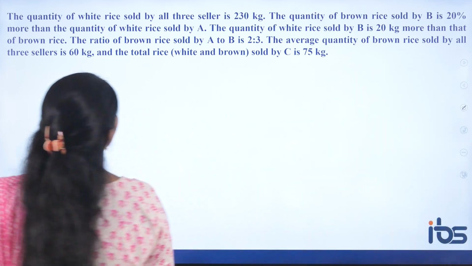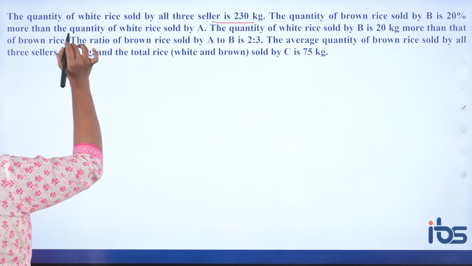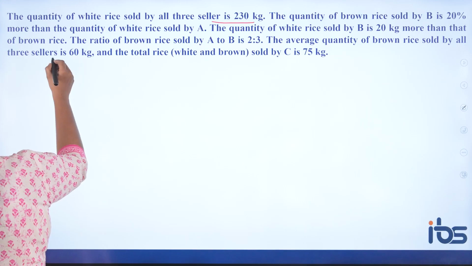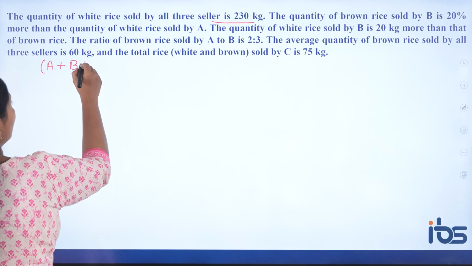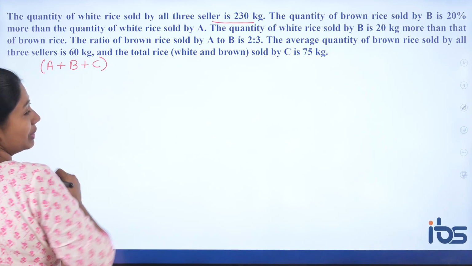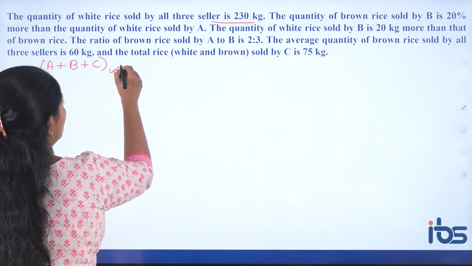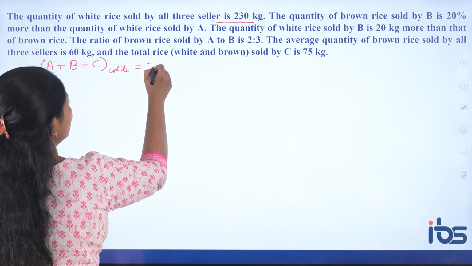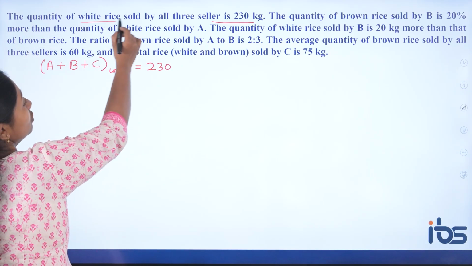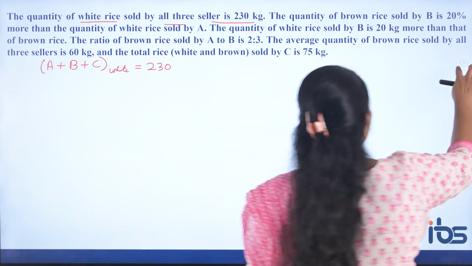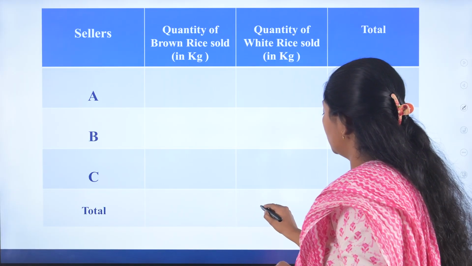The quantity of white rice sold by all the 3 sellers is 230. That means the total white rice, A plus B plus C white rice. Seller A, seller B, seller C, I am using subscript W for white. That means A plus B plus C total white rice they sold is 230 kg. So the quantity of white rice sold by all the 3 sellers in total is 230.